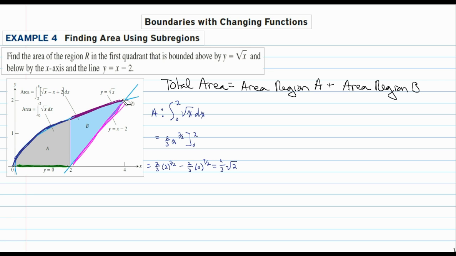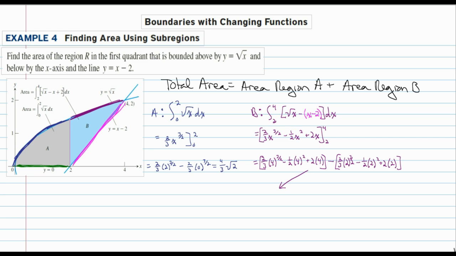B is bounded above by square root x, but below by x minus 2. So I'm going to take the antiderivative, this time starting at 2 out to 4, so those x values, of the top, so square root x minus the bottom, x minus 2, dx of course, and then integrate, fundamental theorem part 2, and now if I take both of these and get my total area, it's going to be 4/3 square root 2 plus this whole mess that I started to simplify from region B, and then more and more simplification, and I get the area is 10/3.